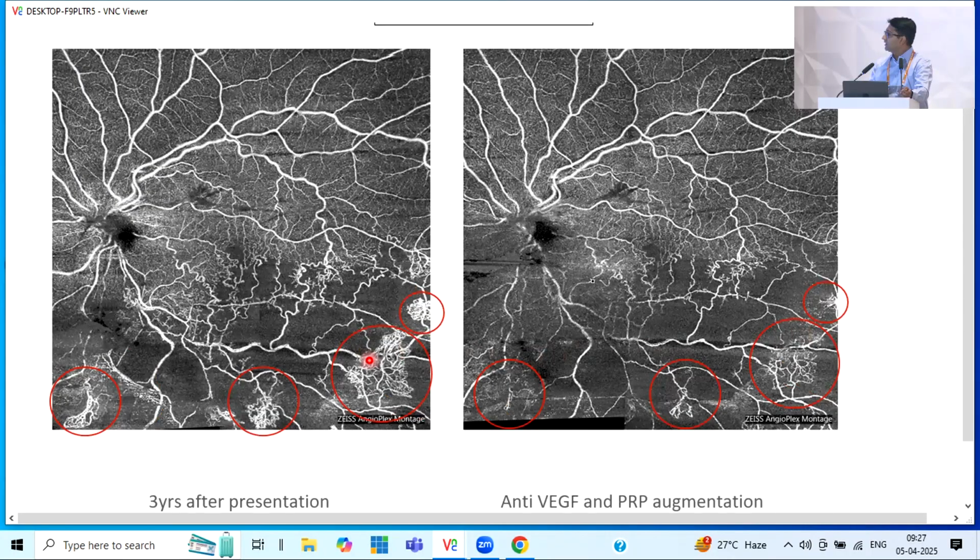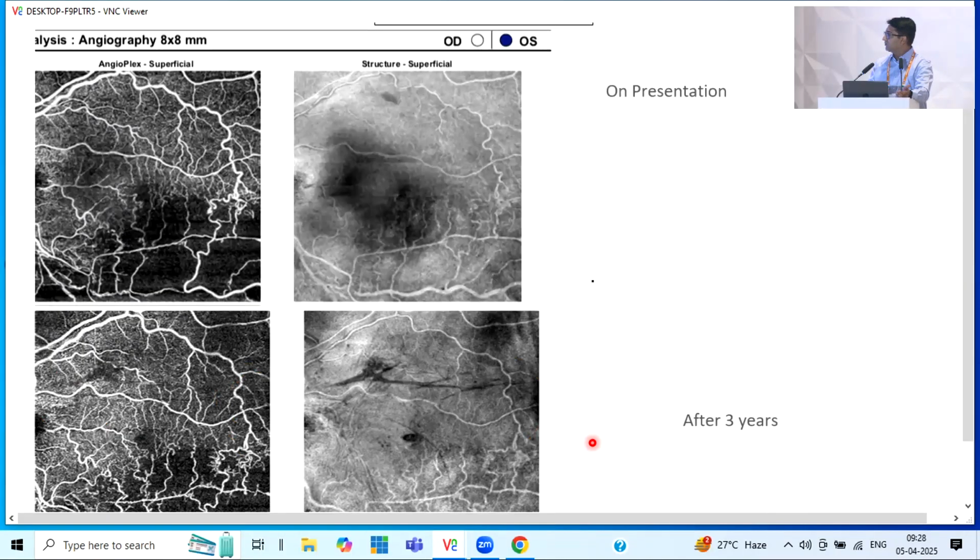Again, anti-VEGF was given, and you see the regression of these NV patches post anti-VEGF. The huge NV here has regressed here. These patches actually regress. So you can see the progression of disease. You can counsel the patient that your treatment is actually working, and this is how the regression is going on. And you see the en-face image.